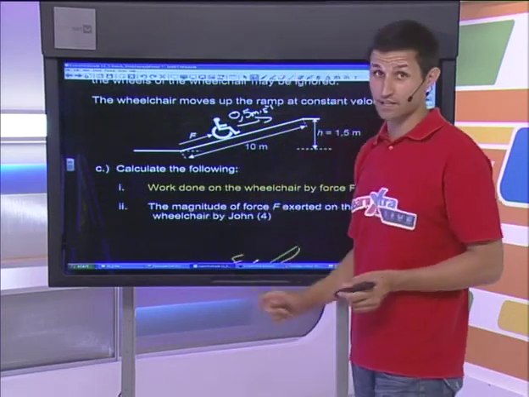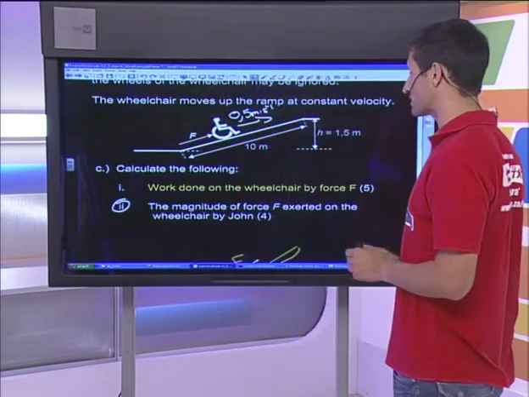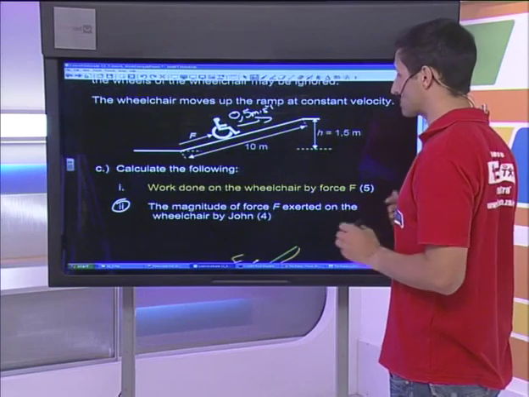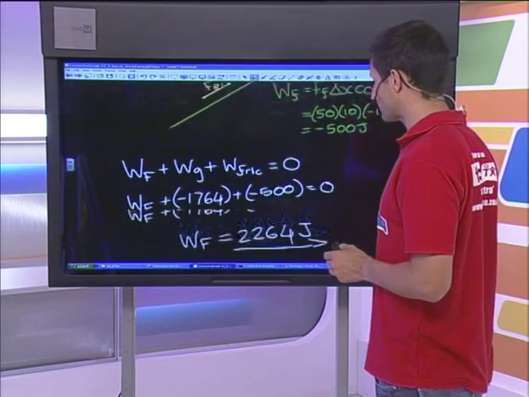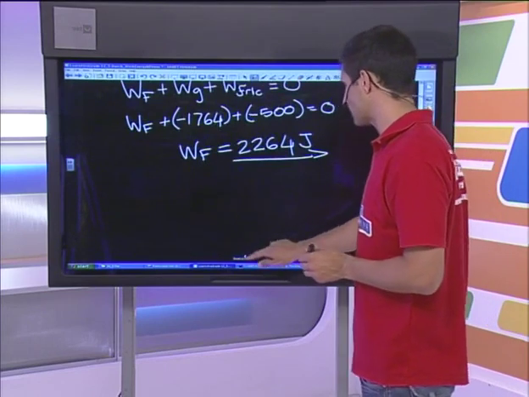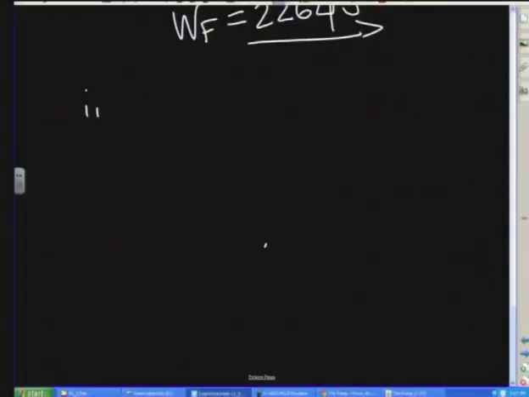And to do that, I'm going to need to solve this next piece. And lucky for us, this one's really, really short. It says the magnitude of force F exerted on the wheelchair by John. Now, guys, this is probably the simplest of the calculations that we've bumped into this evening, because part 2 allows us to use our magic equation. So there we go. So work done by F is equal to F multiplied by my delta X and cos of the angle between them.